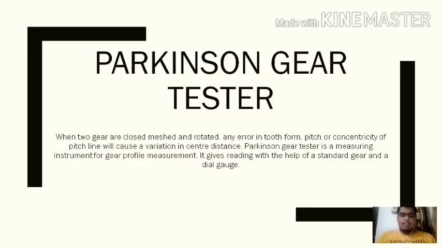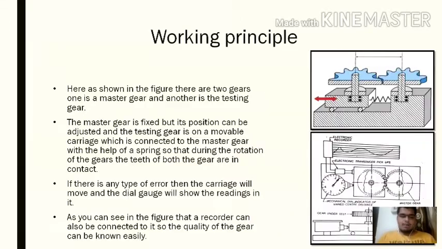Parkinson gear tester is a measuring instrument for gear profile measurement. It gives readings with the help of a standard gear and a dial gauge. Moving next to the working principle of the Parkinson gear tester: the basic principle is that there will be some deflection observed when a correct gear is being matched with an errored gear.